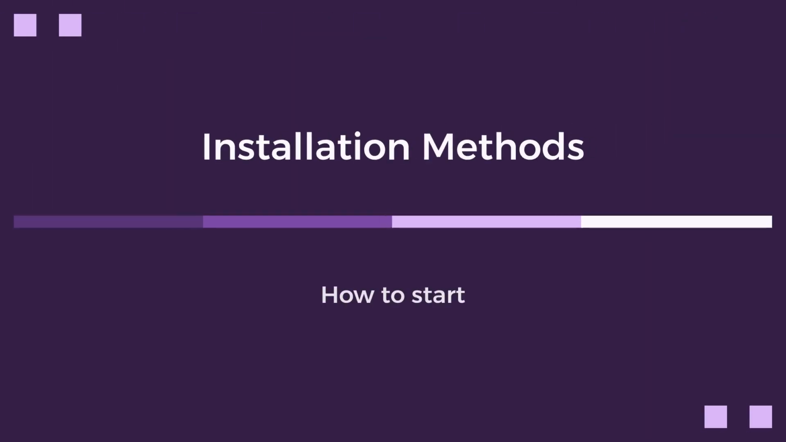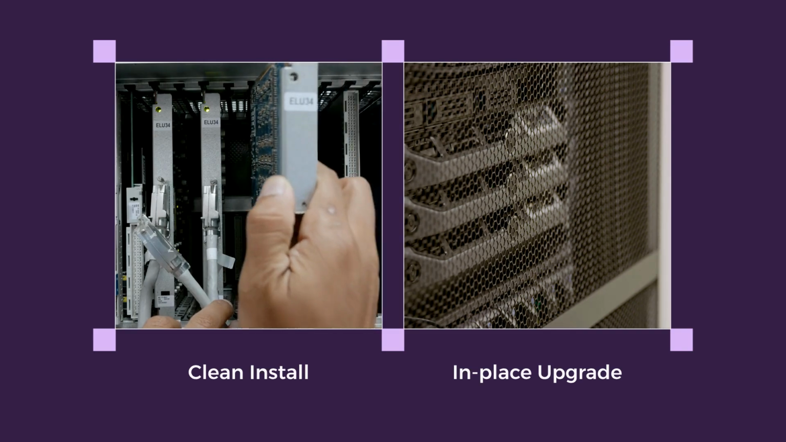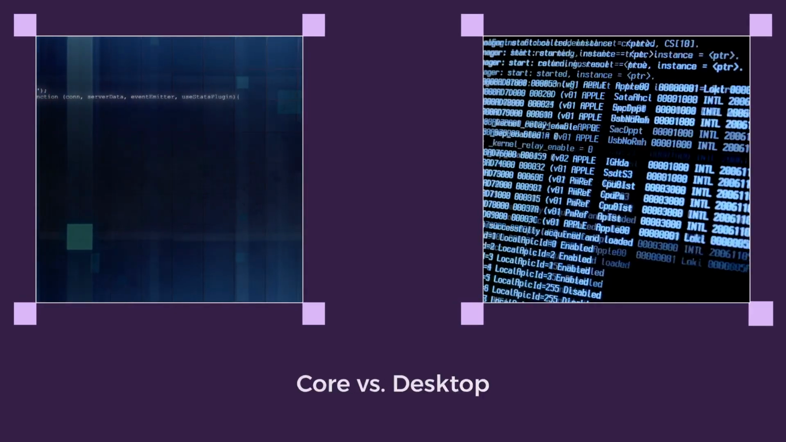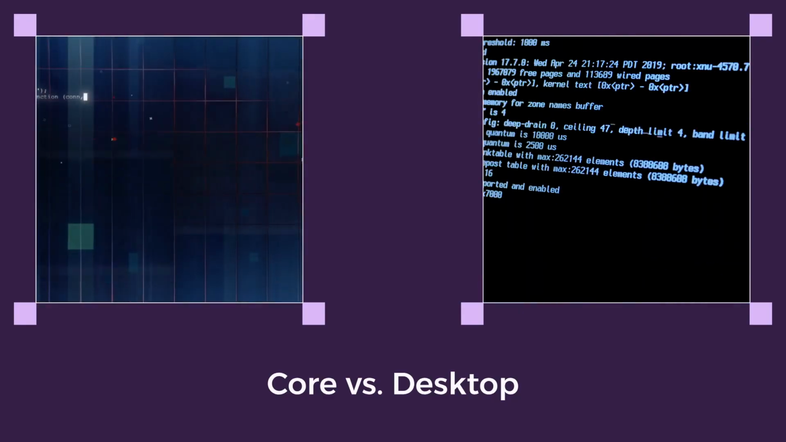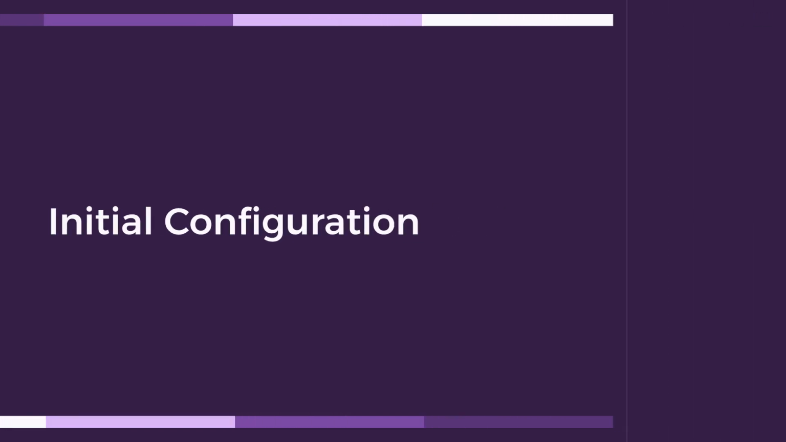When installing Windows Server 2022, you have a few methods and options to choose from. You can perform a clean install, starting fresh, or an in-place upgrade to migrate from a previous Windows Server version while keeping data and settings. Another key decision is choosing between Server Core for a minimal interface or desktop experience, which includes the full graphical user interface.